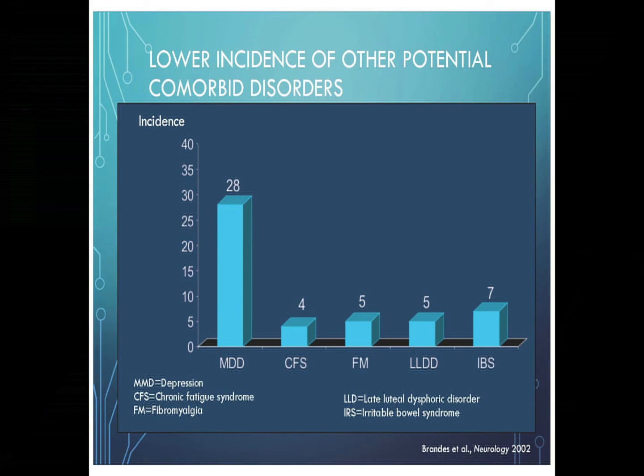And what about comorbid potential disorders? So there are many: chronic fatigue, major depression certainly stands out, fibromyalgia, late luteal dysphoric disorder, IBS. So again, we need to recognize they're there, but the major comorbidities for migraine are really the ones that are the most likely to give us challenges treatment-wise, and those are the psychiatric ones.